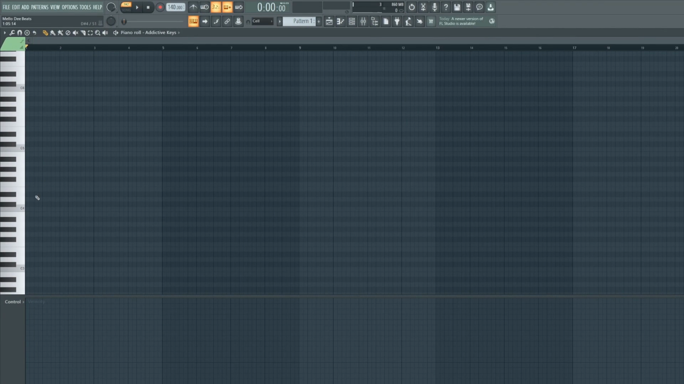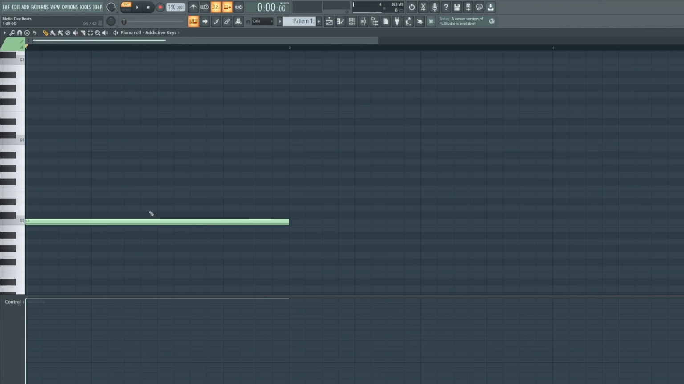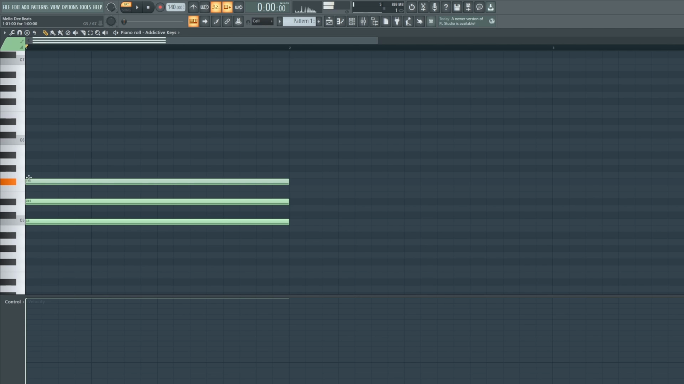So first, let me help you identify what a diminished chord is. A diminished chord is just two minor thirds stacked on top of each other. So what that means is you start at the root, count 3 notes up from that, 1, 2, 3, and then count up 3 more notes from that, 1, 2, 3. So that's 2 minor thirds. Let's listen to that.